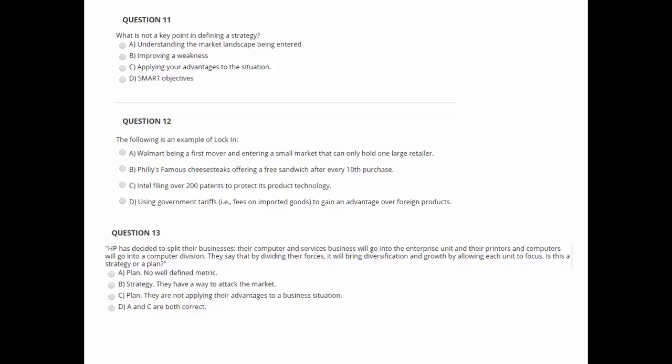What is not a key point in defining a strategy? So we know it's a strategy question, and the question asks what is not a key point. From lecture 2.1, slide 3, we know that we need to know what the market landscape is. That's the whole point of the 5 C's, to be able to craft and develop a strategy, so that can't be it. Applying your advantages to a situation is from the definition in SMART objectives. We also know that's a part of crafting a strategy. So the answer is B, improving a weakness.